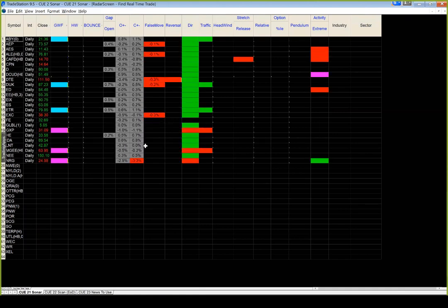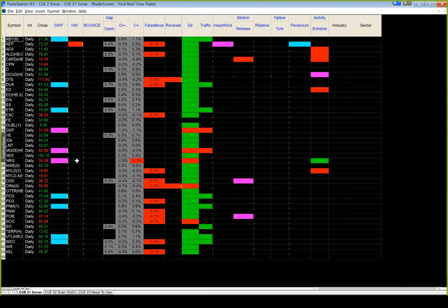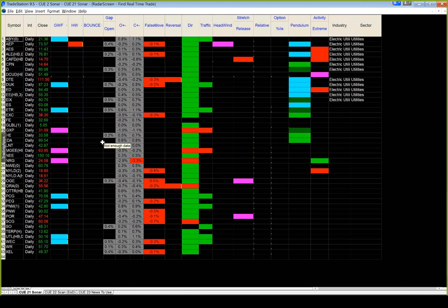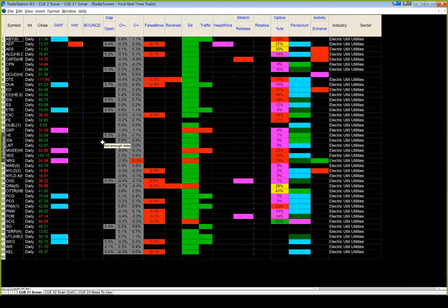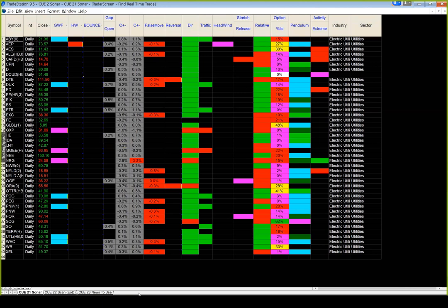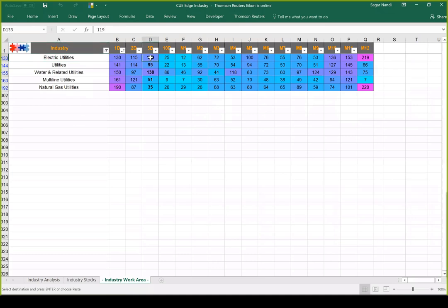It will take a few seconds, and I can do it every day to see if there is a potential short opportunity. This industry was very strong for a long time, and now maybe showing signs of weakness. I go back to QH. It is just starting to show some magenta color. That's why I'm saying it may be showing some sign of weakness.